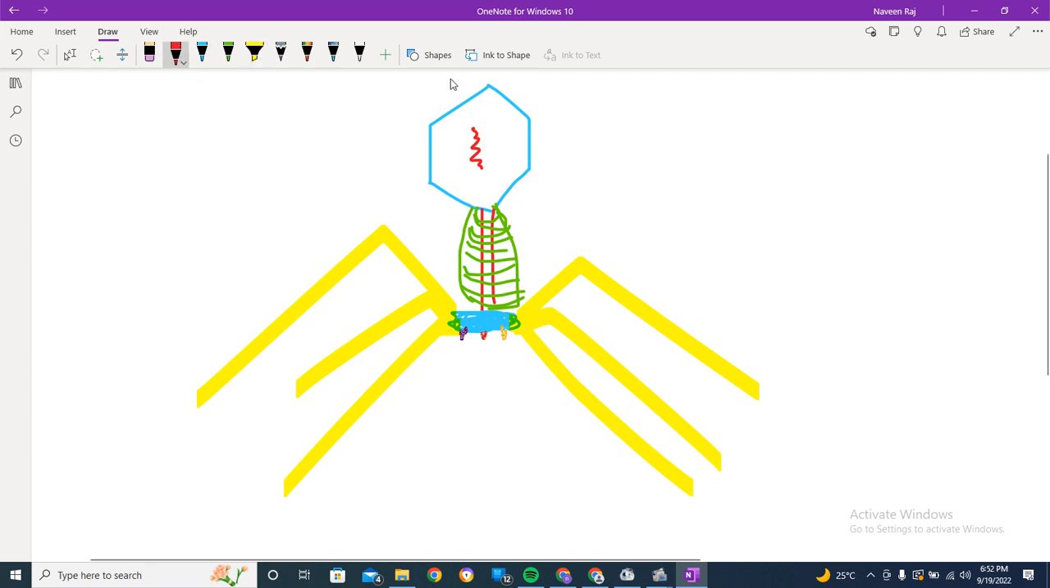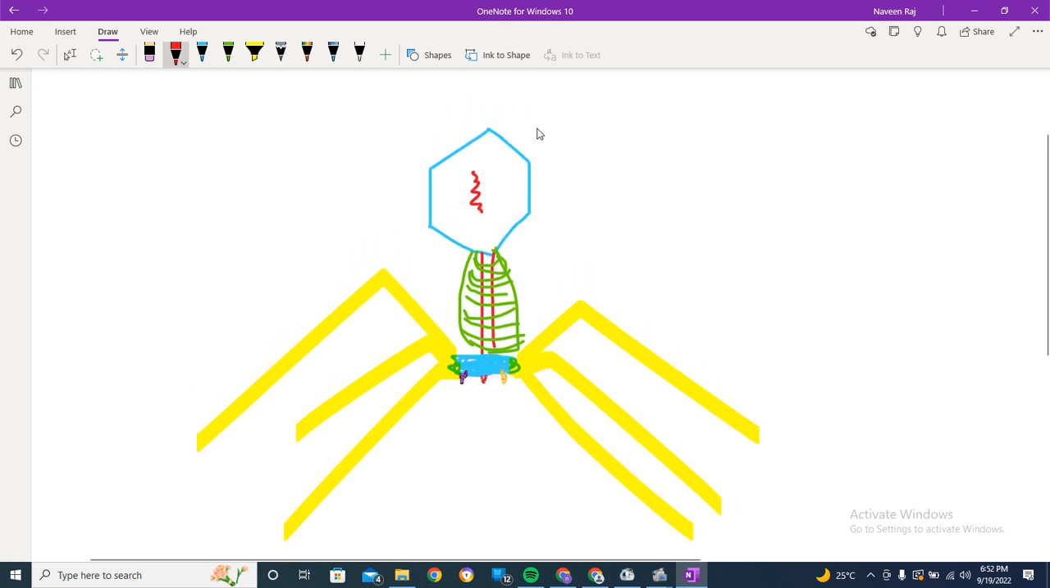So first of all, this is the head region. Let me tell you guys, this is the head region. Head. And this is the tail region. Okay, so this is also called the nucleocapsid.